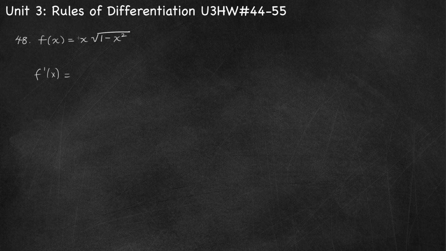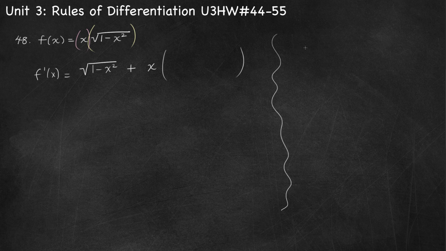So let's see, our first factor is just the x, and then our second factor is this square root of 1 minus x squared. So the derivative of my first factor is just 1, and I multiply that by the second, 1 minus x squared, plus the first factor times the derivative of the second. And here's where I need chain rule, because I need to find the derivative of square root of 1 minus x squared.